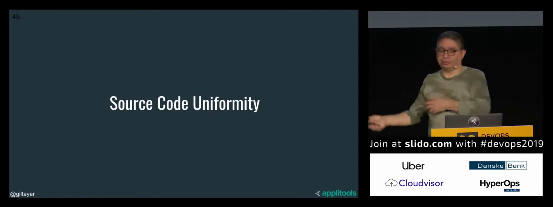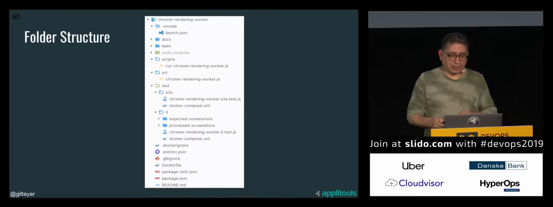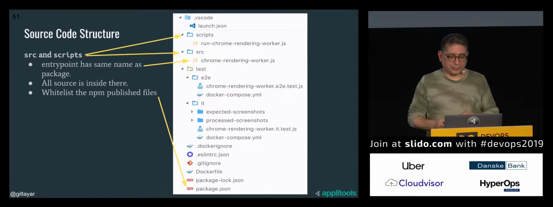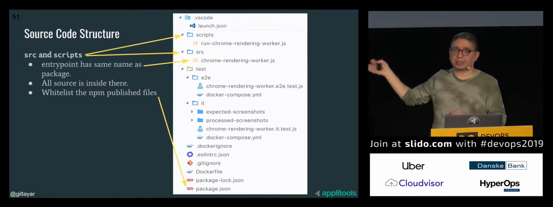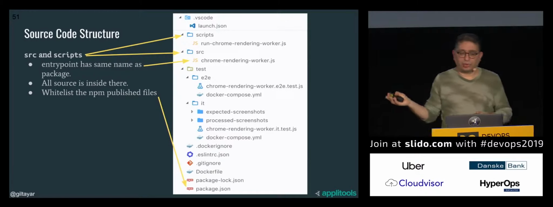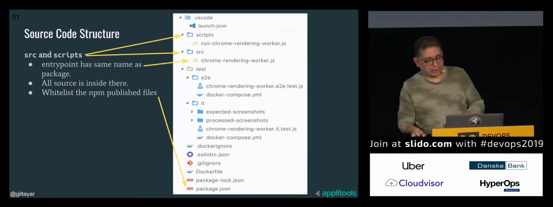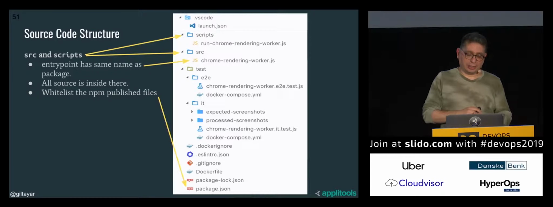We talked about build uniformity. What about source code uniformity? Yeah, this folder structure is very similar. I have the src, which contains all the source, the test folder, which contains all the tests, the package JSON as usual in npm land.